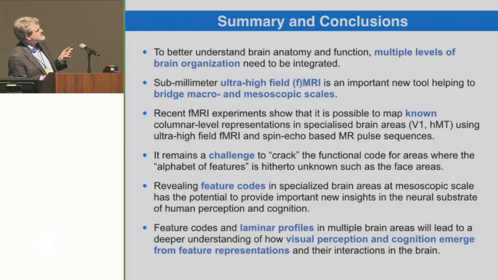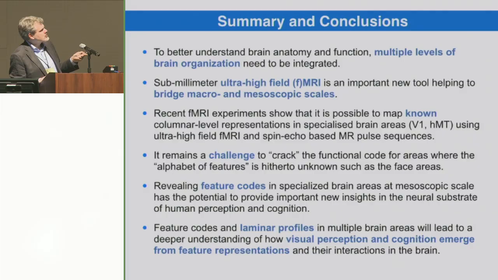I want to just summarize that to better understand brain anatomy and function, multiple levels of brain organization need to be integrated, as I've shown, the view from the beginning, from the pathways to the areas, to retinotopy, to columnar structures. This is all what we try vertically to integrate. And the submillimeter ultra-high field fMRI is an important new tool which helps to bridge the macro and the mesoscopic scales in a functional way and related to structure-functional anatomy.